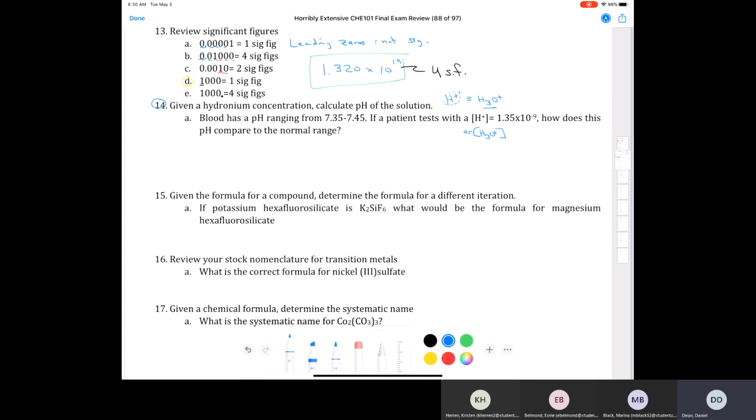So if a patient tests with this concentration of H plus, how does the pH compare to the normal range? Well, let's figure it out. We know the formula for pH, which you have to have memorized. pH is equal to minus log of the concentration of H plus or the concentration of hydronium. These are the exact same thing.